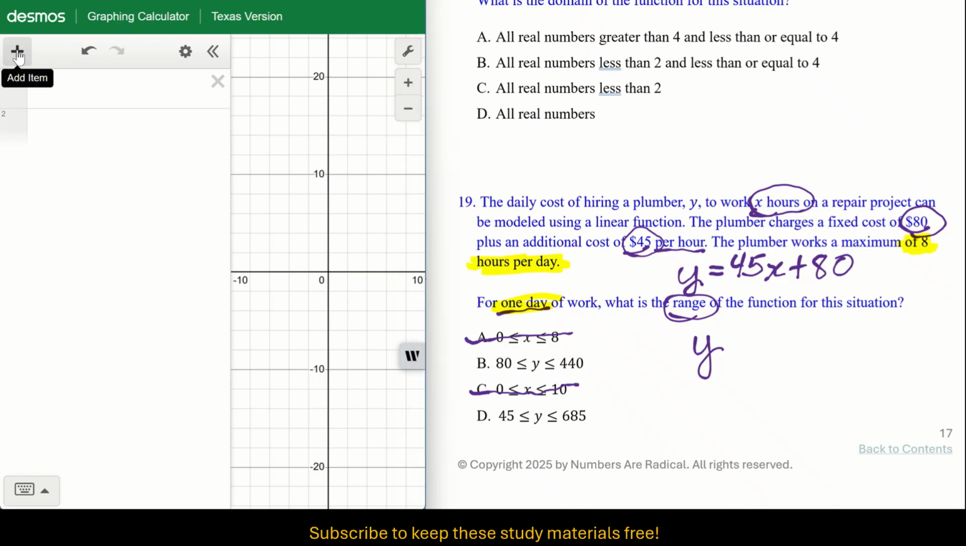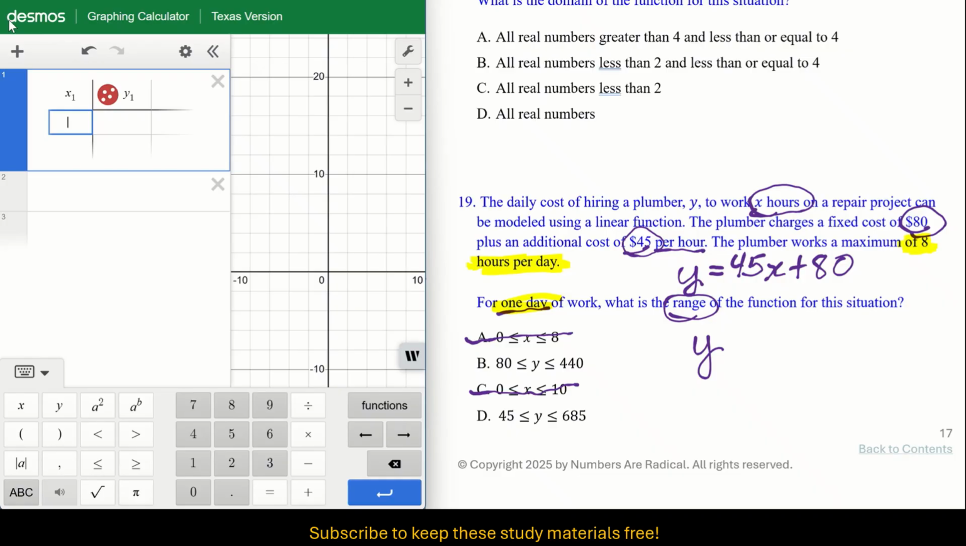Okay, so I'm going to do this by pushing the plus and then table. However, I don't want to use the X of 1 and the Y of 1, because that's when you use a bunch of tables, like you're going to add another one and another one. I'm not going to do that. I'm just going to go with a solid X because I'm only doing one table. Now I have to put in the expression for my Y, which would be the 45X plus the 80.